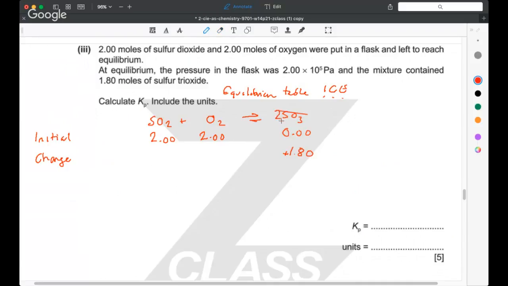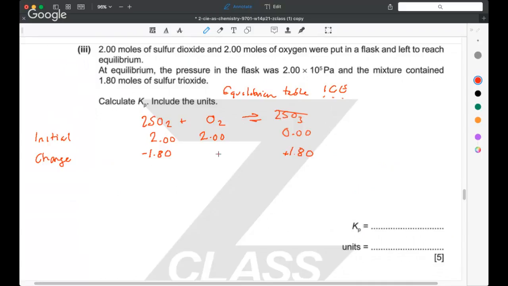So you can see here you've got, oh, I didn't balance it, sorry. So you've got the same number of moles of sulfur trioxide as you have of sulfur dioxide. And so if you've made 1.80 moles of sulfur trioxide, then you must have reacted 1.80 moles of sulfur dioxide. So that's pretty easy to show with the change is plus 1.8 sulfur trioxide, minus 1.8 of sulfur dioxide.